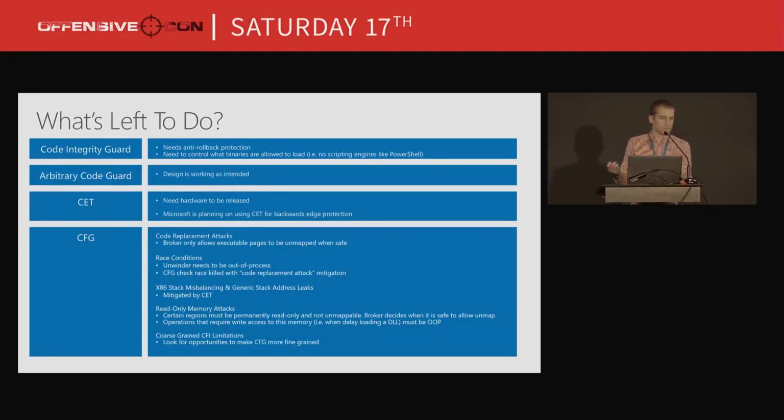Race conditions is kind of an open-ended question. We know that we probably need to move the entire unwinder out of the process. And we think that the CFG check race condition that I talked about will be killed by code replacement attacks being mitigated. All stack-related issues we think will be addressed by CET. And coarse-grained CFI limitations are something that we're going to continue doing research on finer-grained CFI, but we're not 100% sure what we can do there yet.